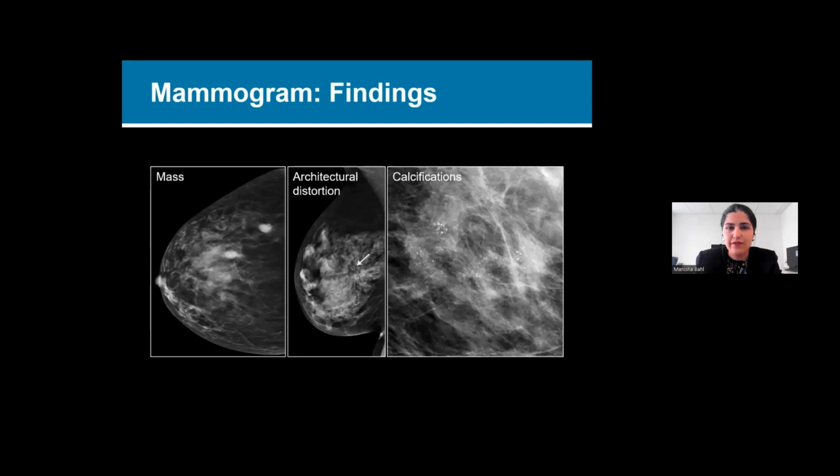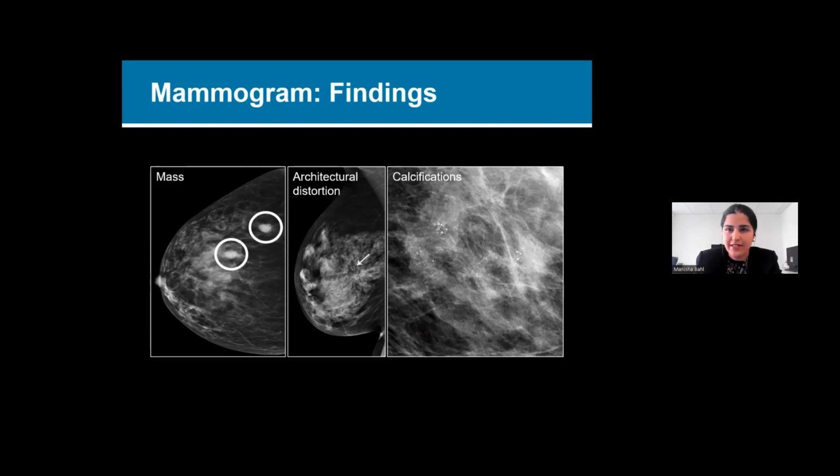Findings on mammography include mass, architectural distortion, and calcifications. This first patient has 2 masses in the breast, which turned out to be multifocal breast cancer. This next patient has architectural distortion, in which the breast tissue appears distorted with no definite mass visible. Distortion is a highly concerning finding unless the patient has had prior surgery to that breast.